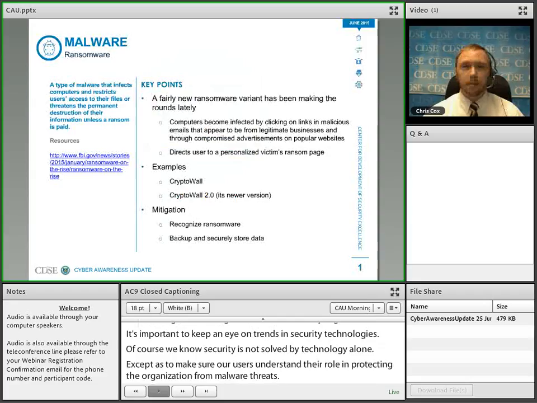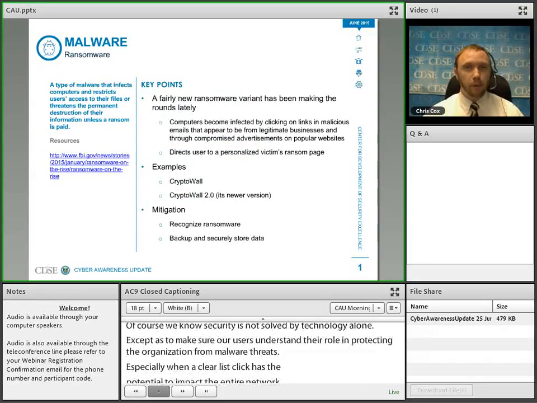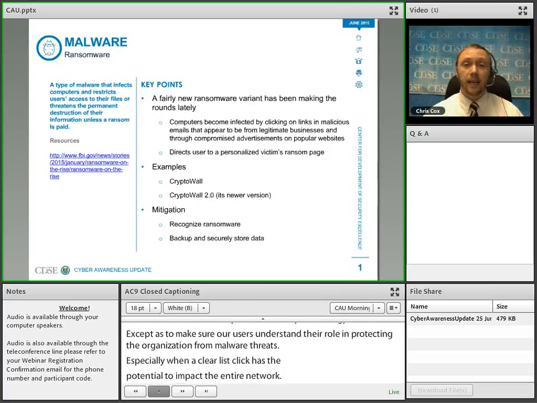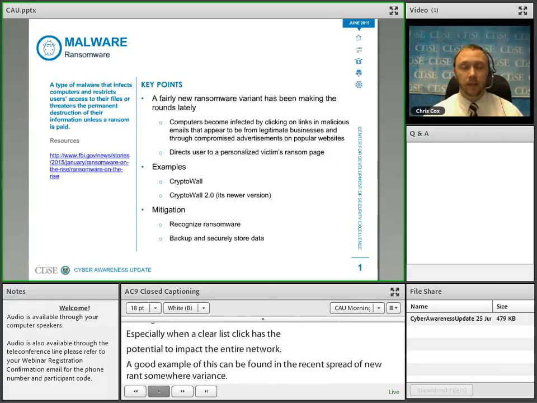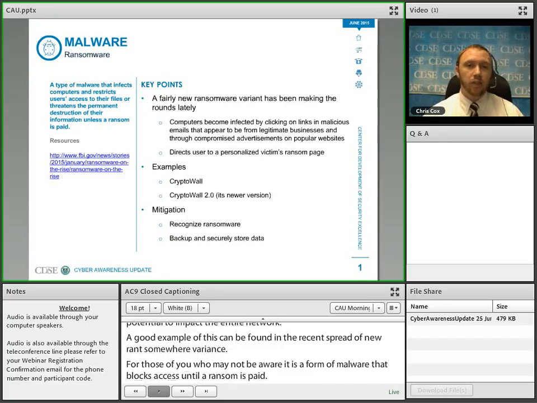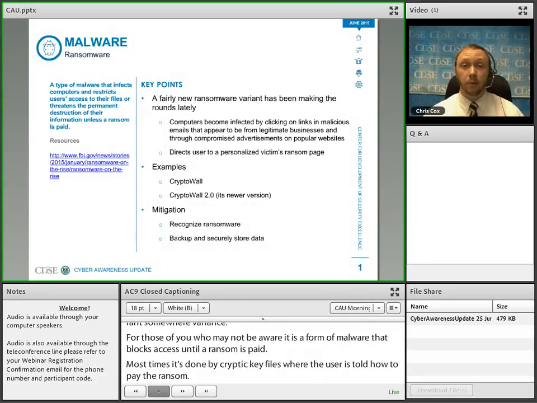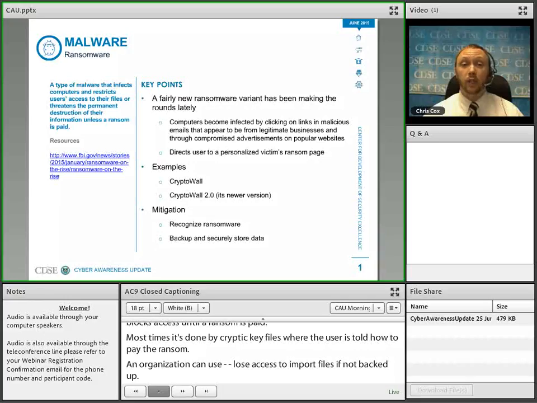A good example of this can be found in the recent spread of new ransomware variants. For those of you that might not be aware, ransomware is a form of malware that blocks access to a computer until a ransom is paid. Most often this is done by encrypting key files or locking the screen, where the user is told how to pay the ransom. This means that a user or an organization can lose access to important files if they're not backed up securely. If the ransom, which can range anywhere from $20 to several $100s, is paid, the user might get access to their files again, or they might not. There's really no guarantee except for the word of the writers of the ransomware.